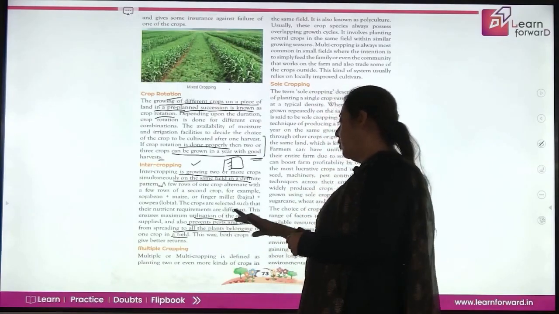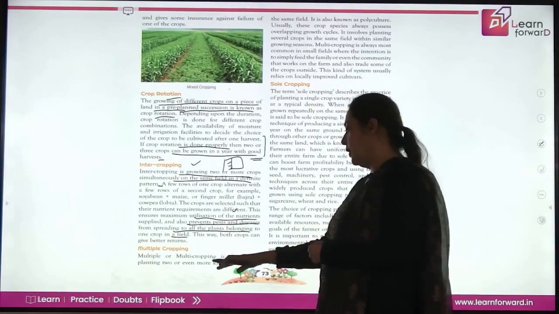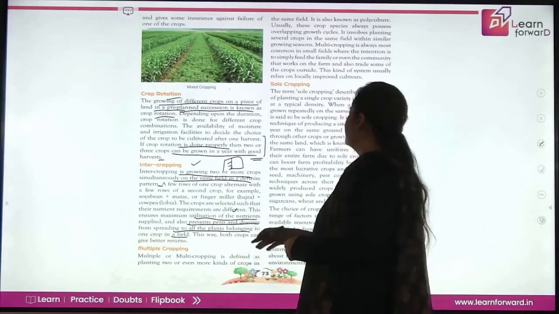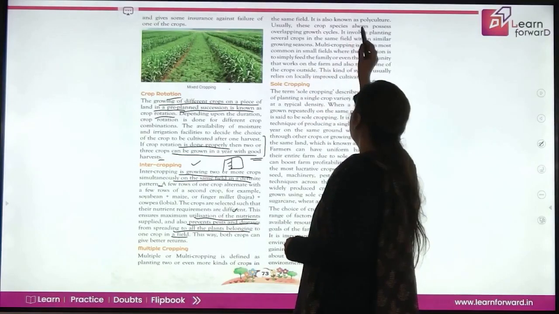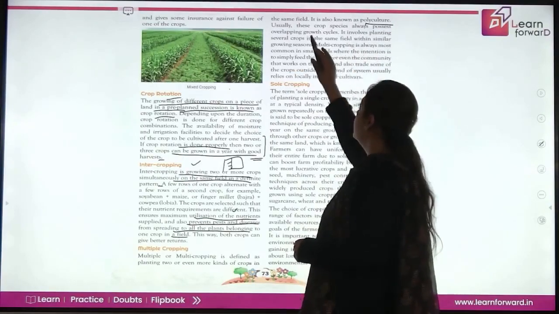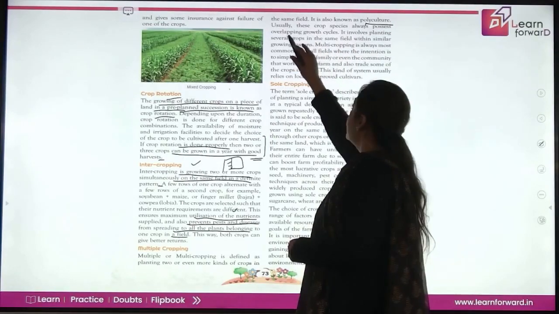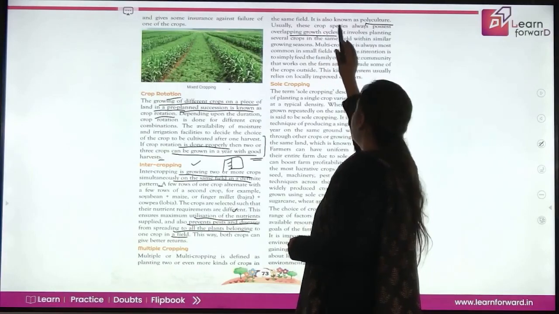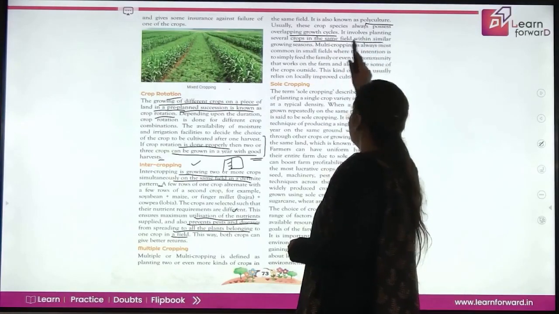Then is multiple cropping. Multiple cropping or multi-cropping is defined as planting two or even more kinds of crop in the same field. It is known as polyculture. Multiple cropping को polyculture भी कहते हैं. Usually these crop species also possess overlapping growth cycles. It involves planting several crops in the same field within a similar growing season.